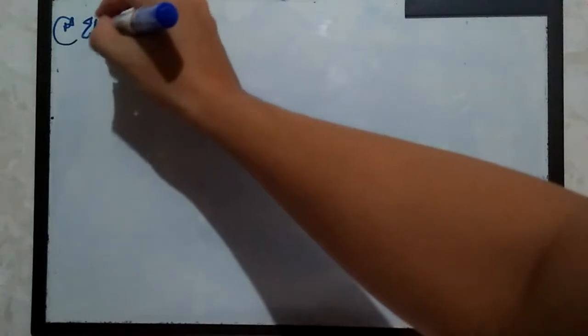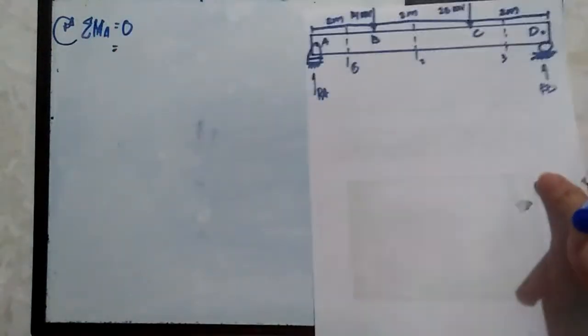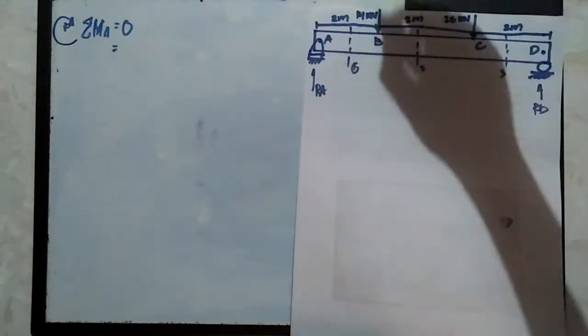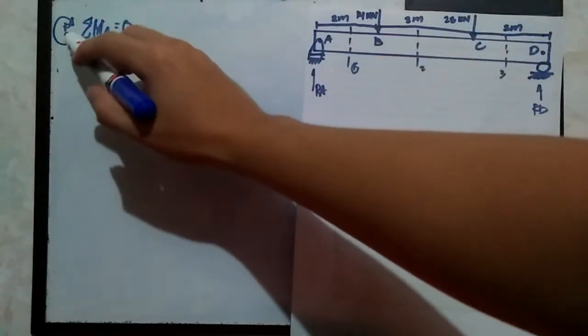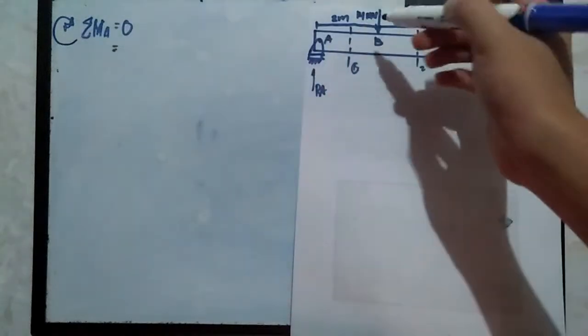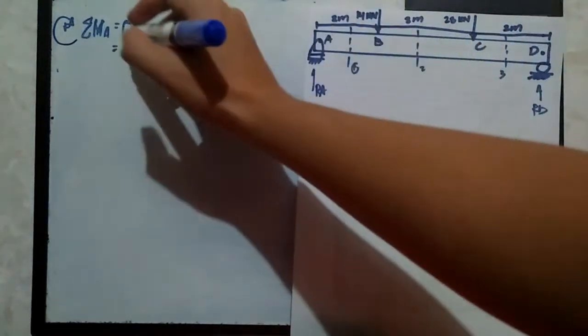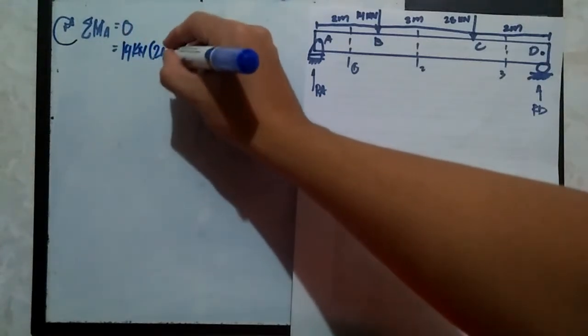Summation of moments at point A, with clockwise as positive, is equal to 0. The forces acting here: we have 14 kilonewtons rotating clockwise, because we assume that any force rotating clockwise is positive. The perpendicular arm is 2 meters, so that should be 14 kilonewtons multiplied by 2 meters.